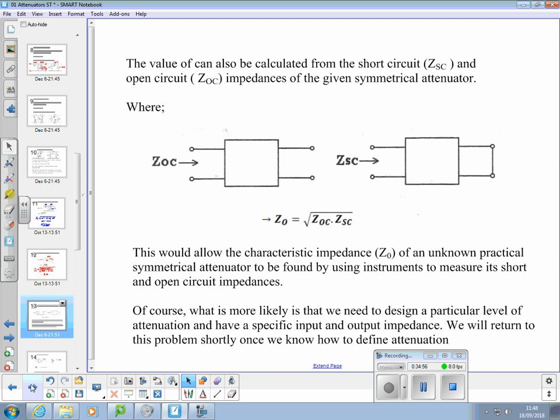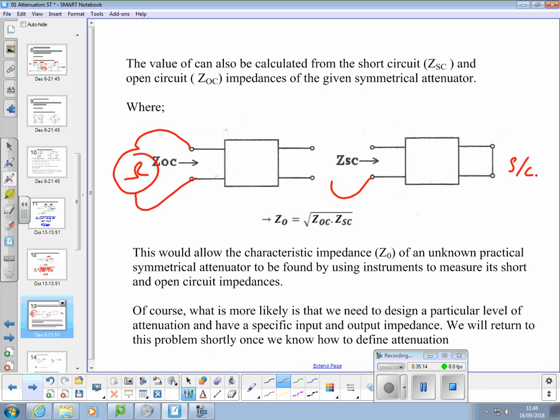the open circuit input impedance. So open circuit means nothing connected to the output. And then measure the short circuit. So we put a piece of wire across the output terminals, and again, connect an ohmmeter to there. And then you can use those values in this formula.